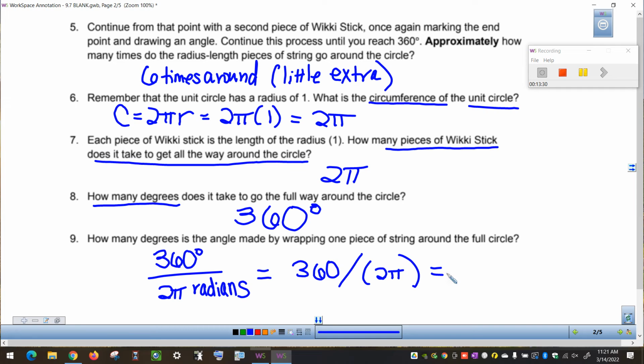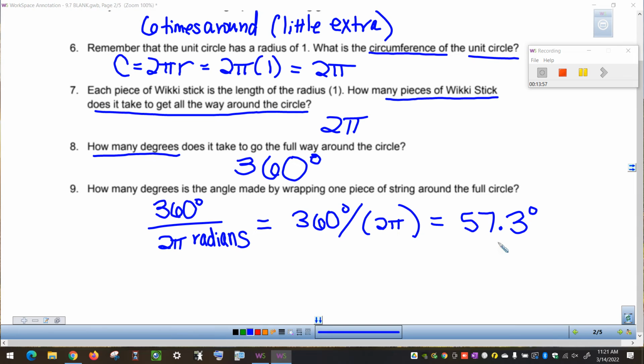If you don't put parentheses around the denominator, what your calculator is going to do is it's going to do 360 divided by 2, and then it's going to take that answer and multiply it by pi. So we want to show that it's divided by both the 2 and the pi, and when we do that, we'll see that it ends up being about 57.3 degrees. So that is the number of degrees that would be equal to 1 radian.